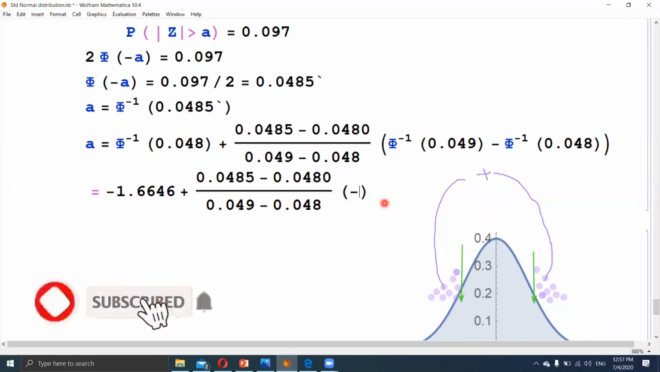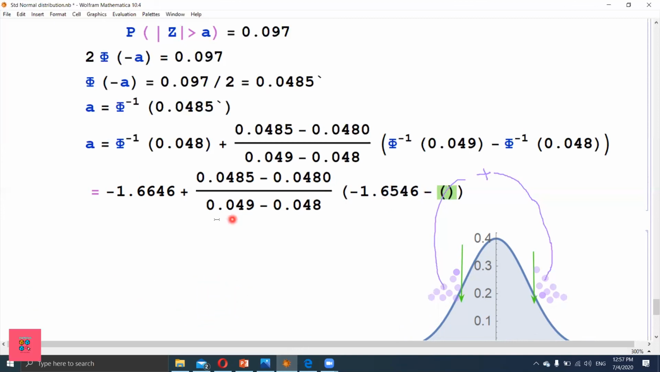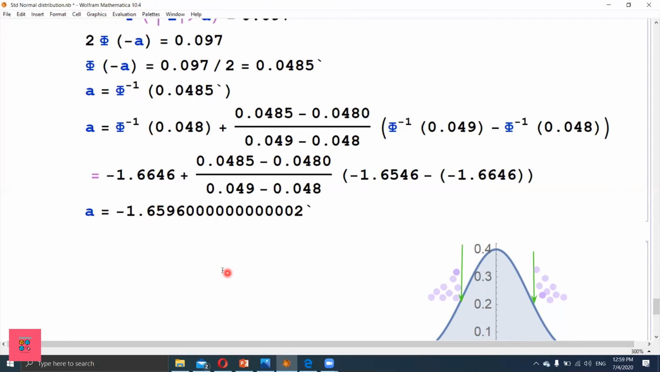So we will write it in our solution, minus 1.6546 minus the same value which is minus 1.6646 at phi inverse of 0.048. So it is this one, and solve it and get the answer. And the answer is minus 1.6596.